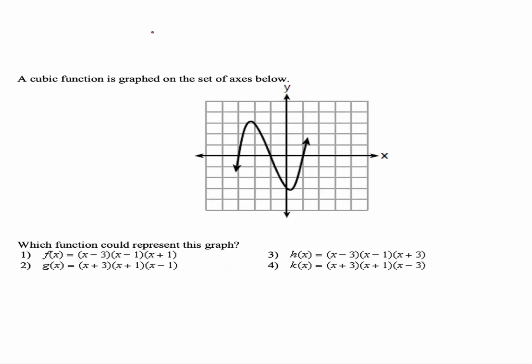So let's try this question here. A cubic function is graphed on the set of axes below. Here it is. Now, when they say cubic, it means it's going to be like an x to the third, which means you want to have 3 parentheses. You can see from all your answer choices, 3 parentheses. And they want to know which function could represent this graph.